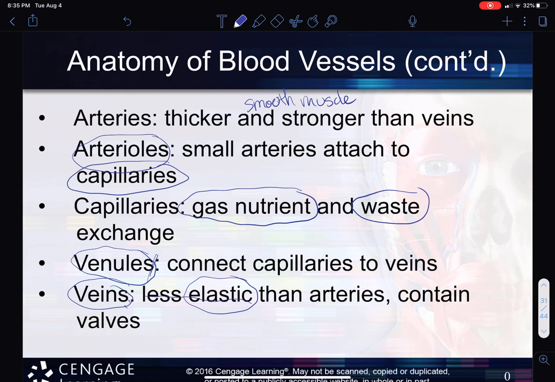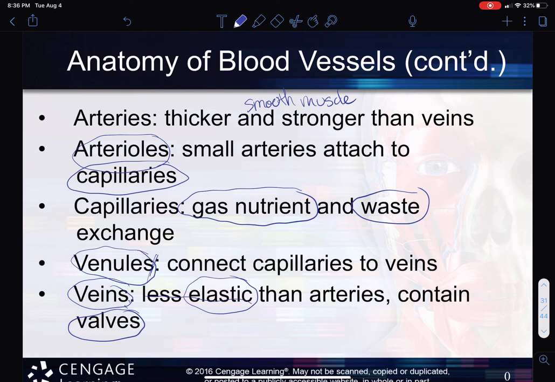It's partly because they don't have enough muscle in their structure in order for that to happen for veins. But veins are special in that they have valves, and these valves are one-way valves, and they help move blood back up to the heart.